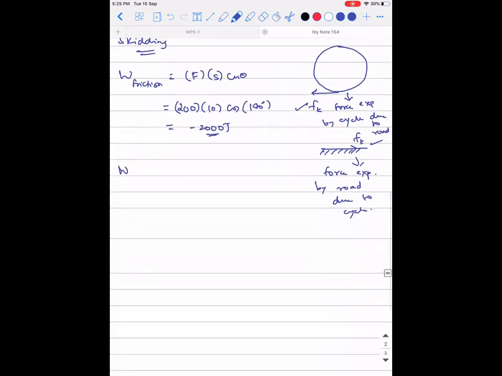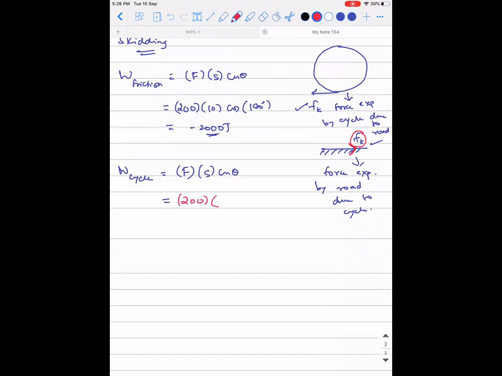Whereas work done by cycle is how much? It is the same thing. Force into displacement into cos theta. What is the force acting on the object? Force exerted by the cycle on the road. I'm using a red color marker. C is how much? It is still Fk. What is the value of Fk?